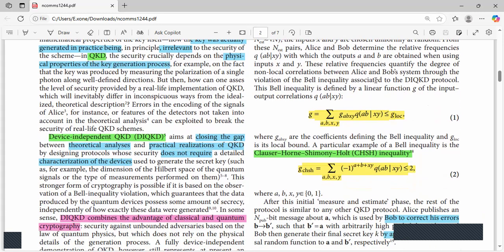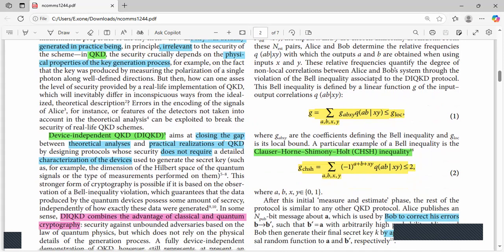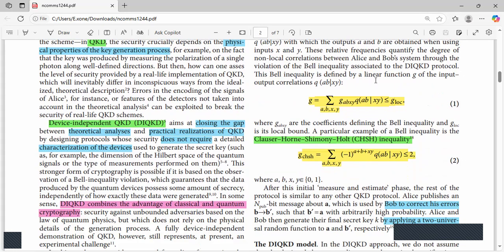So device-independent QKD protocols close the gap between the theoretical analysis and practical realizations of QKD. And it does not require a characterization of the devices, as the devices can be corrupt or imperfect or even provided by Eve herself. And in device-independent QKD, we do not make any assumption on the dimension of the Hilbert space of the quantum states that we are using. They can be continuous variable states or discrete variable states or any kind of states that we are using.